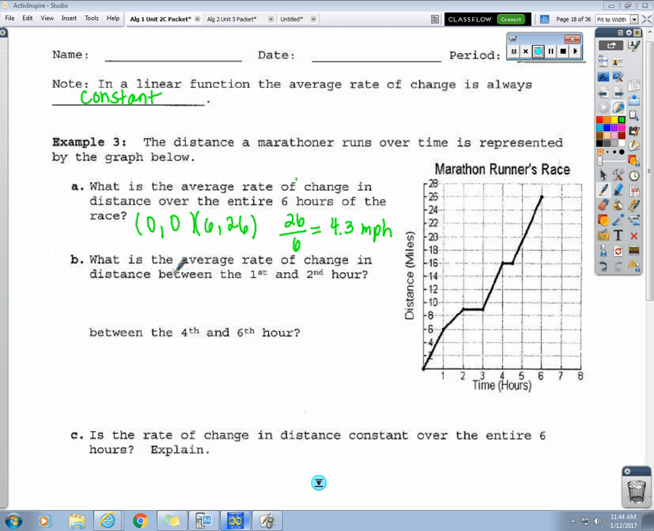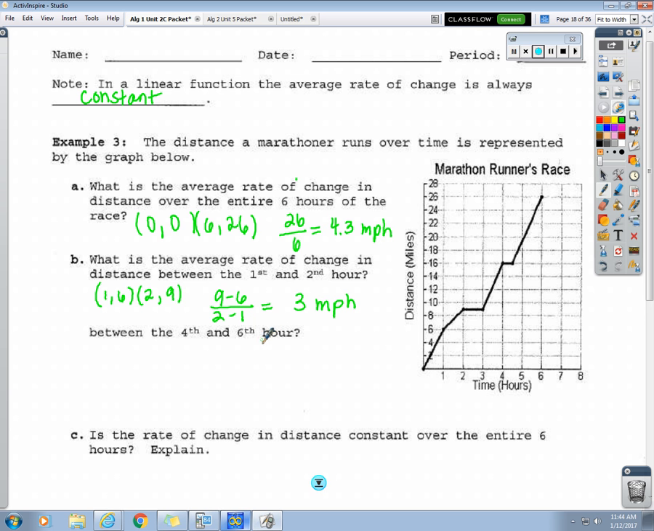Almost done. What is the average rate of change in the distance between the first hour and the second hour? Well, what is your coordinate for the first hour? And what's your coordinate for the second hour? Okay, so to find the average rate of change, you just calculate the slope. 9 minus 6 over 2 minus 1. So between the first and second hour, they were running at a rate of 3 miles per hour, because it would be 3 over 1.